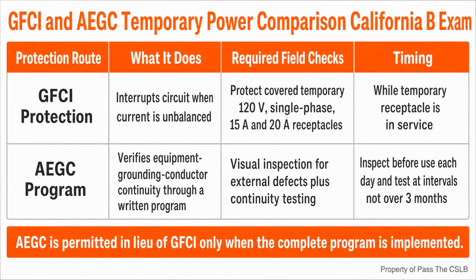Once the jacket is damaged, moisture and conductive surfaces have a path closer to the conductors. The field decision is not merely to tell workers to be careful. The cord route needs physical protection or a safer route. Cord repair is another place where a familiar shortcut becomes a compliance problem.